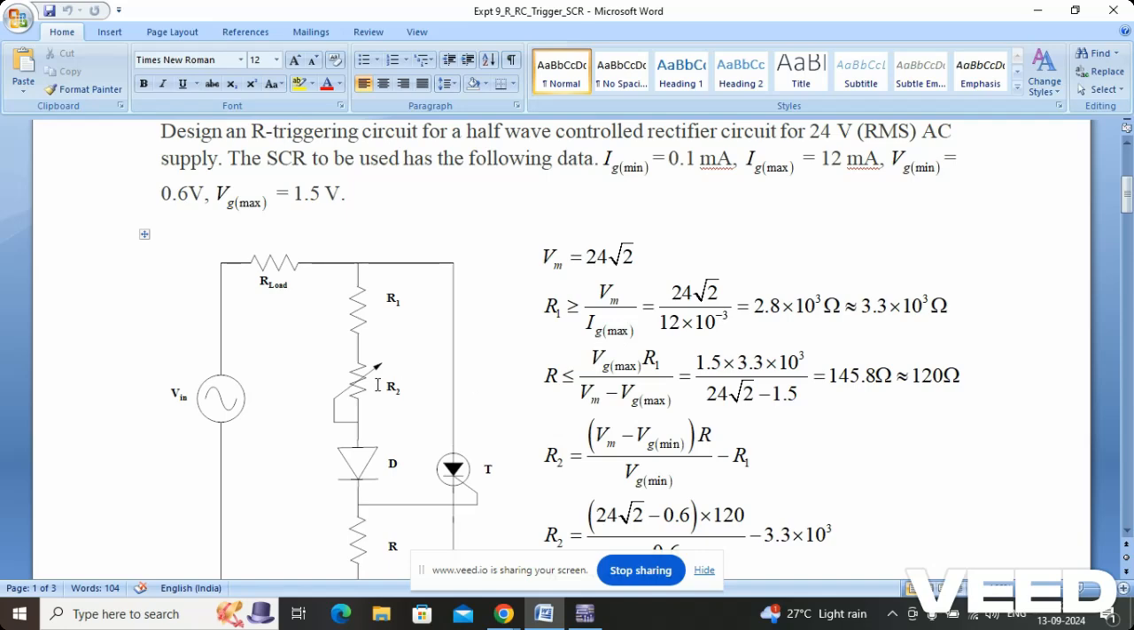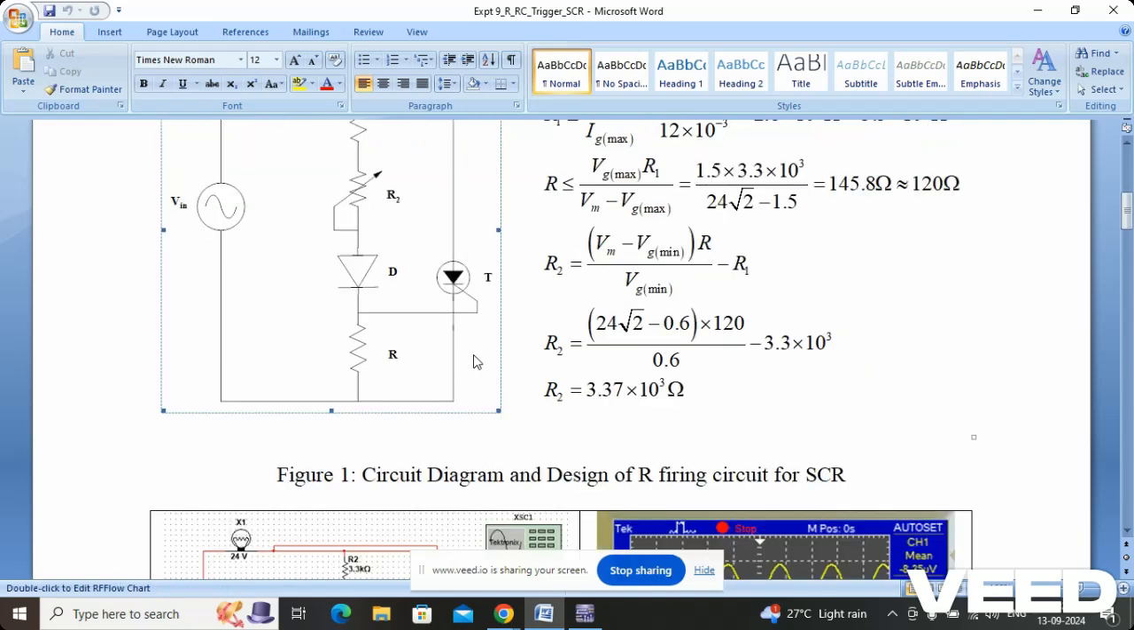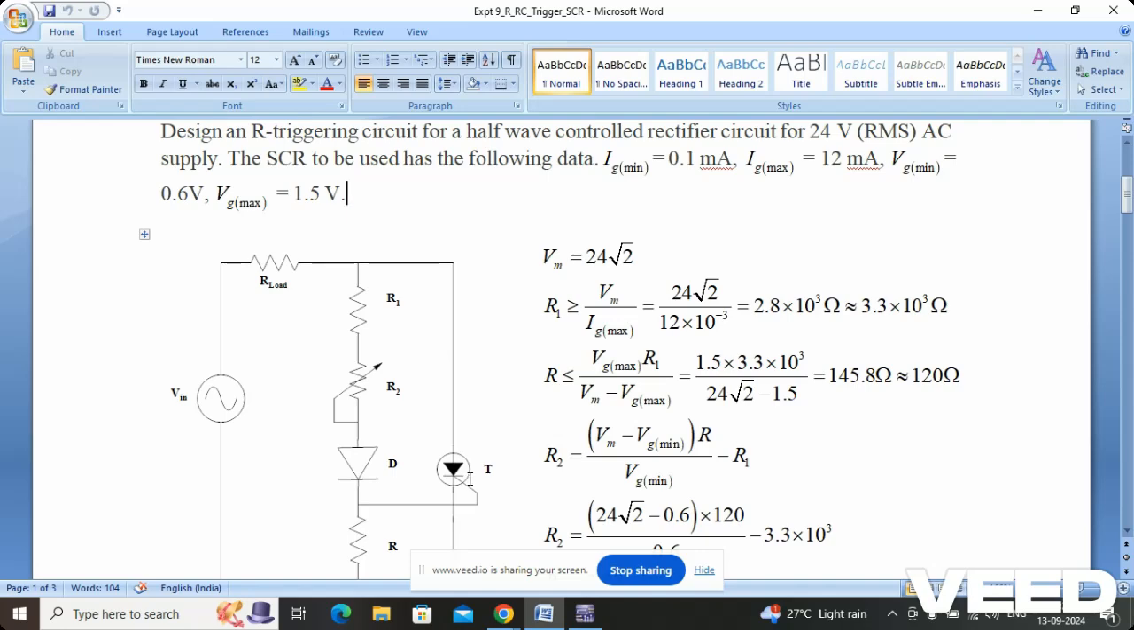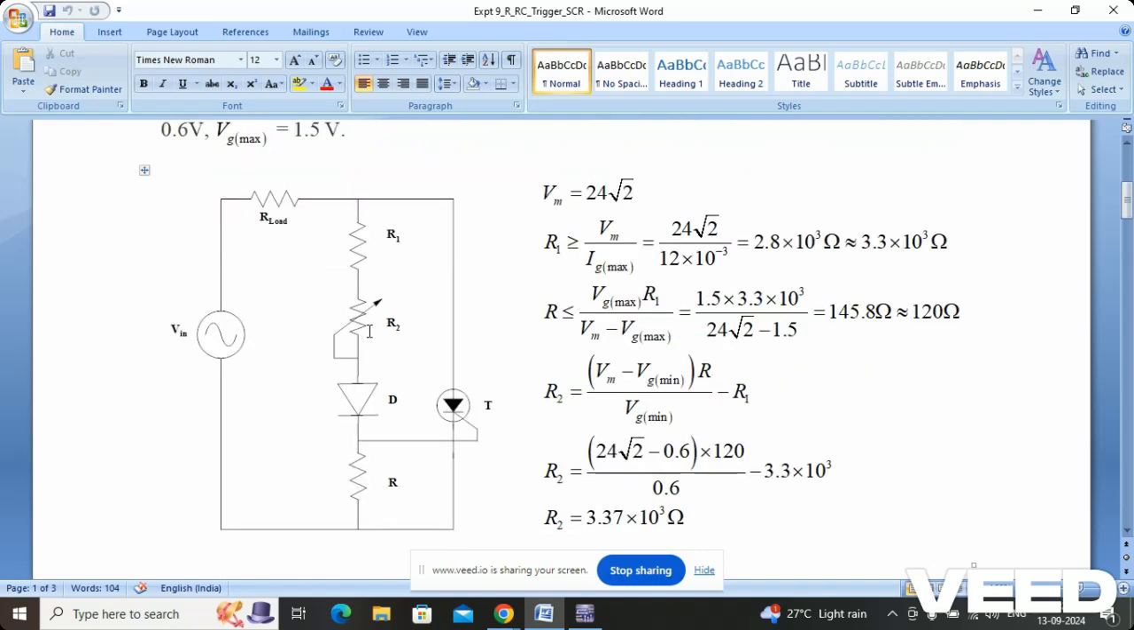So basically here is the circuit. This is R firing circuit. Nowadays these circuits are obsolete in nature. But here you have an SCR. This is a three terminal device: anode, cathode and gate. And here you have a diode because this is an R firing circuit. The load is an AC load, and in the R firing circuit, R1, R2 is a potentiometer or a variable resistor, and R. So you have R1, R2 and R.